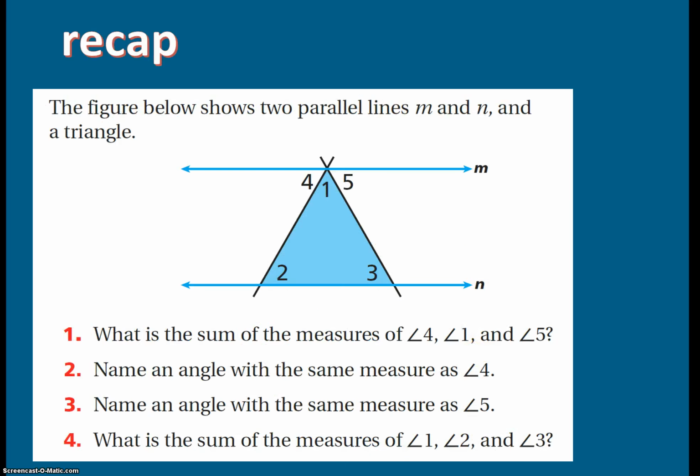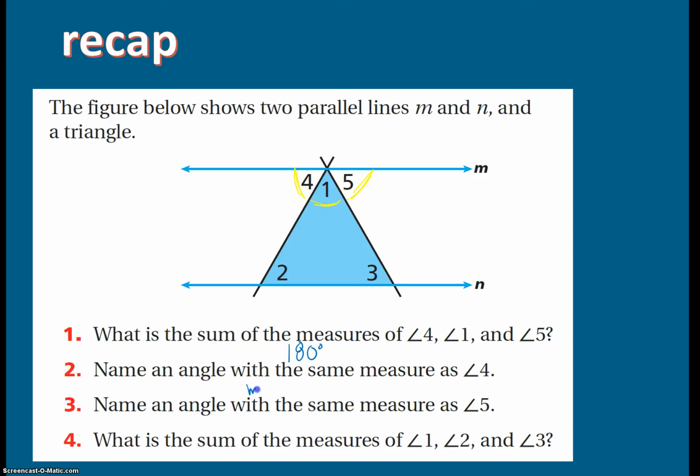So to prove the theorem, M and N are parallel lines cut by two different transversals here. In this case, angle 4 plus angle 1 plus angle 5 all make a straight line. And when you measure a straight line, it adds up to 180 degrees. So if I add angles 4, 1, and 5, I get 180 degrees.